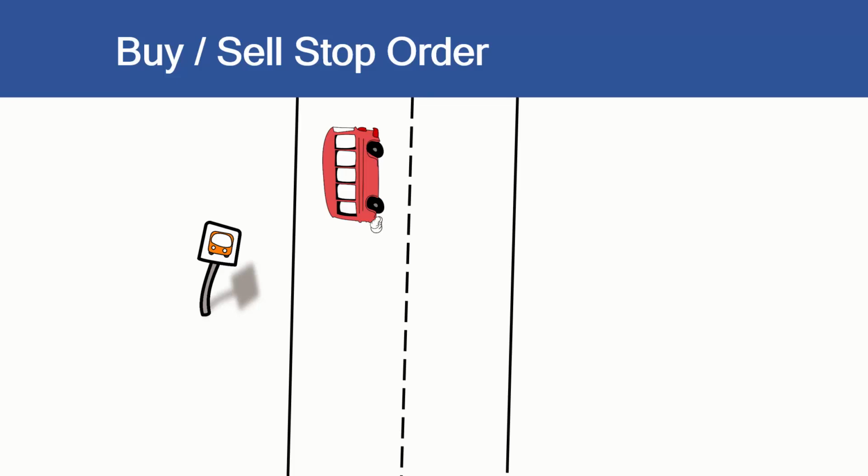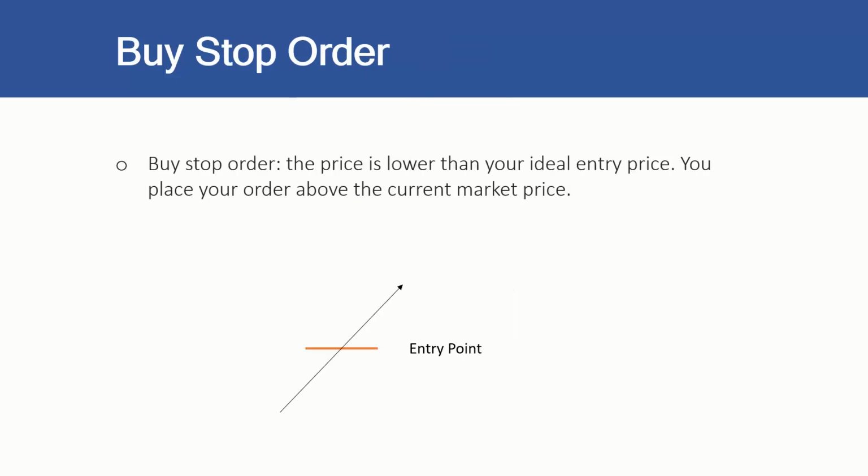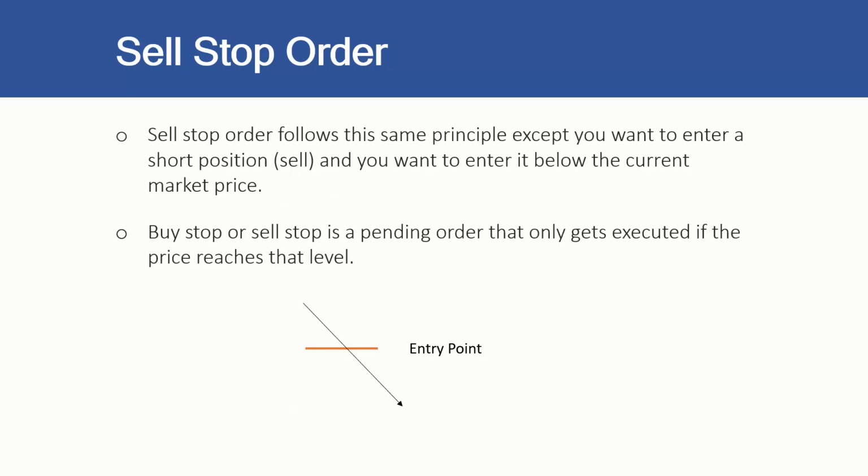So let's convert this analogy to price. For a buy-stop order, the price starts lower than your ideal entry price, but you anticipate that it will increase. So you place your order above the current price. If the price rises, then your buy order will be executed, and then hopefully the price will continue to rise. A sell stop order follows the same principle, except you want to enter a short position. So you want to sell and you want to enter it below the current market price. Whether it's a buy stop or a sell stop order, these are pending orders. So they only get executed once the price reaches your level.